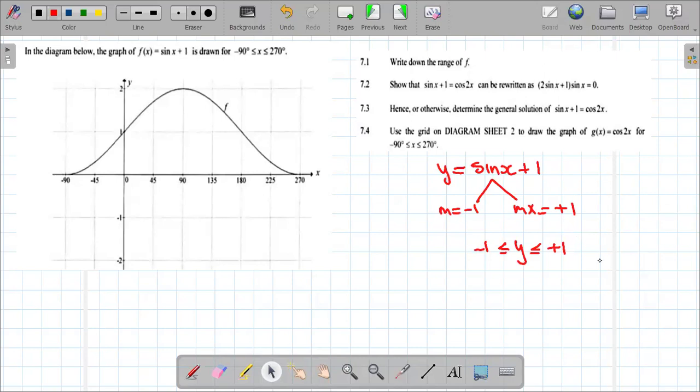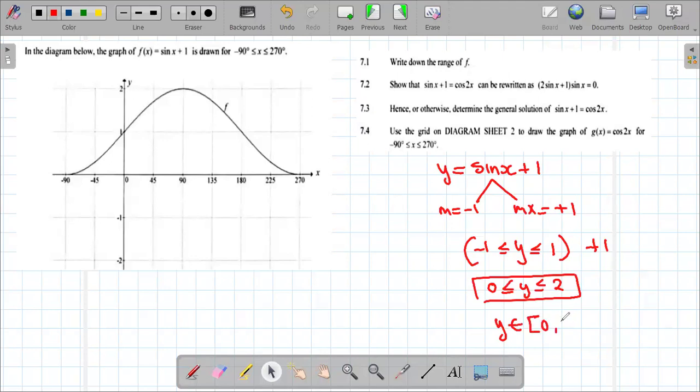So what are we going to do? You just add 1 to each: -1 plus 1 is 0, 1 plus 1 is 2. You can just write it that way: y is an element of the square bracket 0 and 2. Still the same.